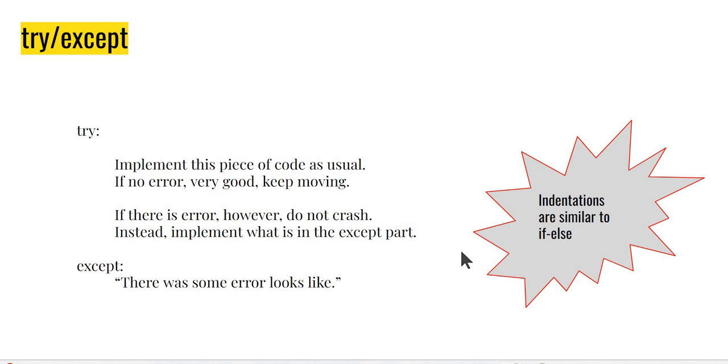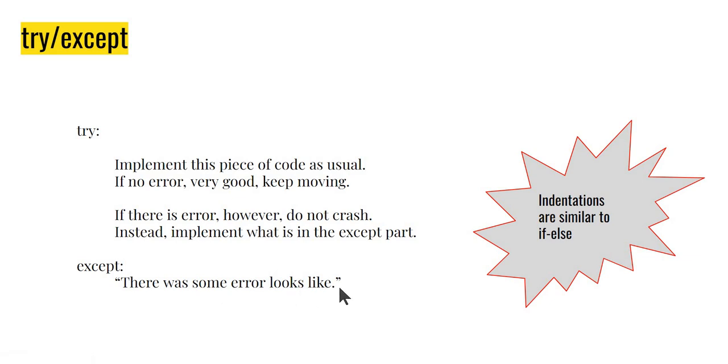The whole idea really is to use the try and except statements. So the try and except statements work this way. We basically tell the interpreter to try implementing a piece of code. For example, in this case, take a user input and convert that to an integer. If there's no error, nothing changes. It just keeps moving. However, if there's an error, instead of crashing, it goes and implements what was in the except part. For example, we can tell the player that there's been some error.